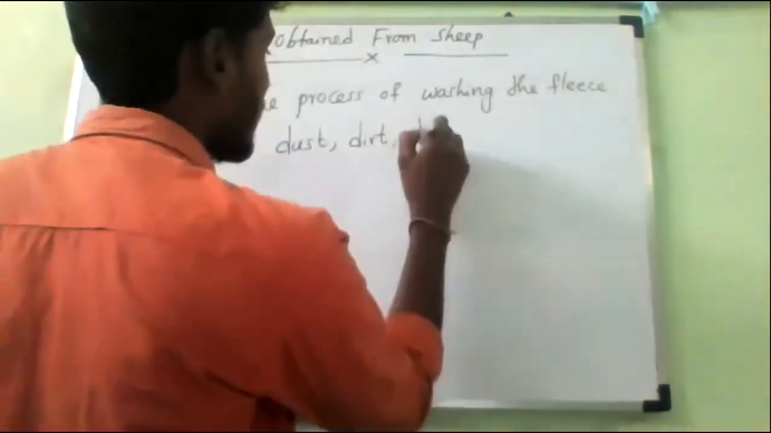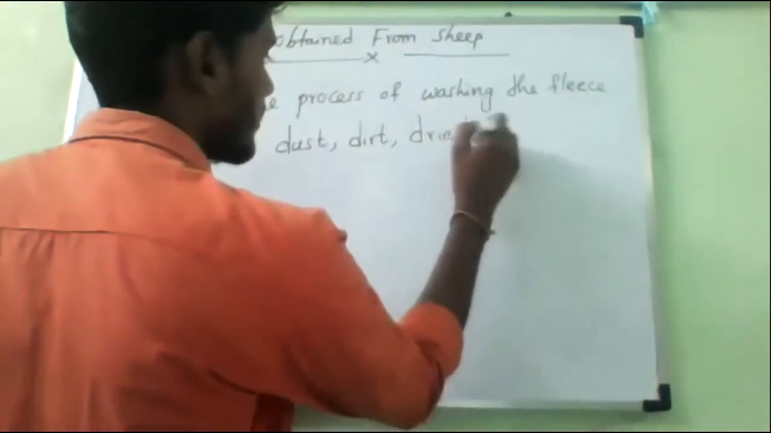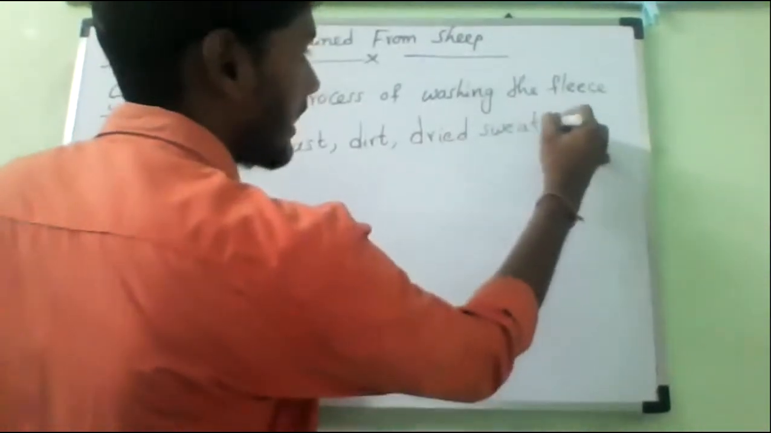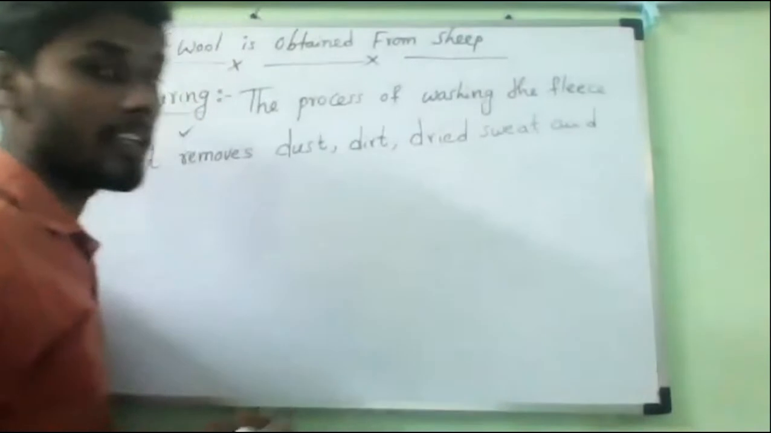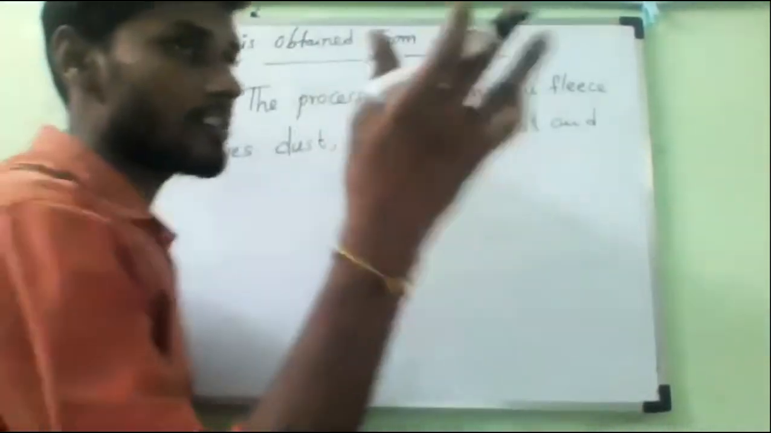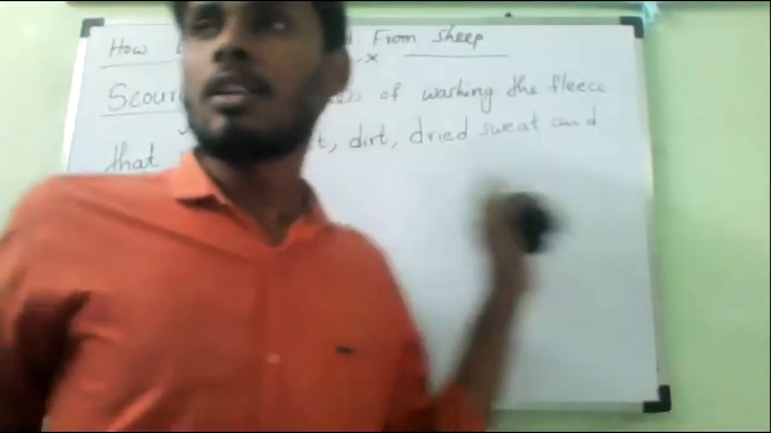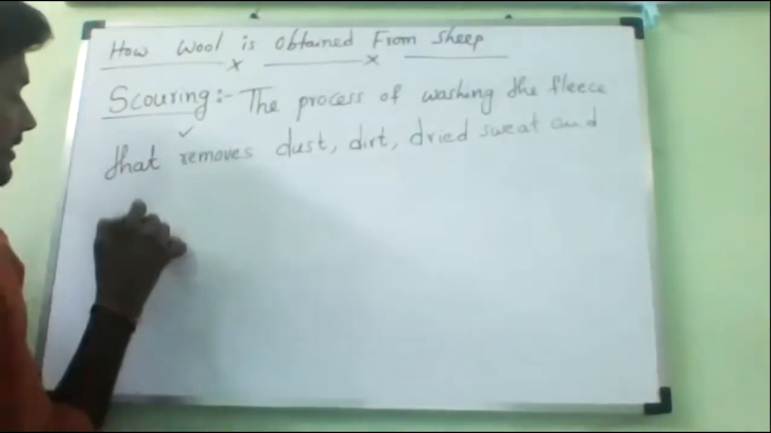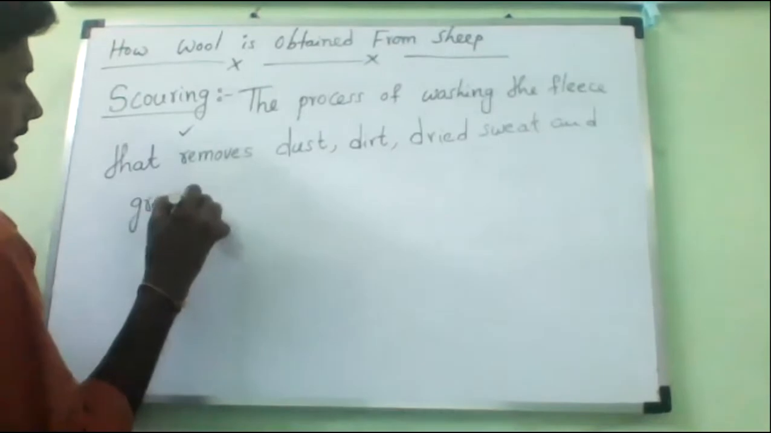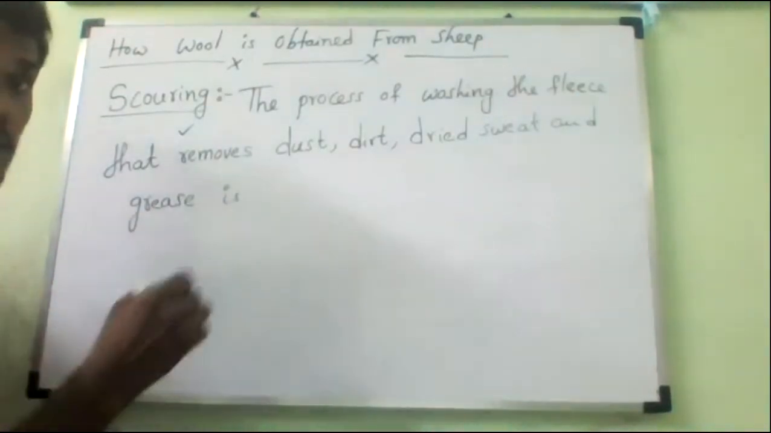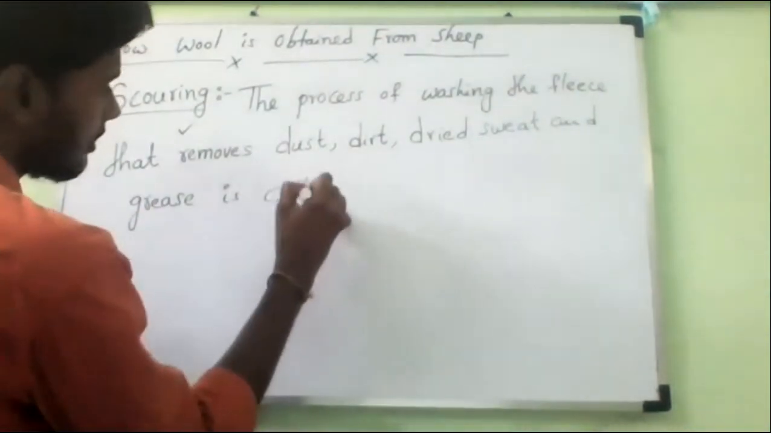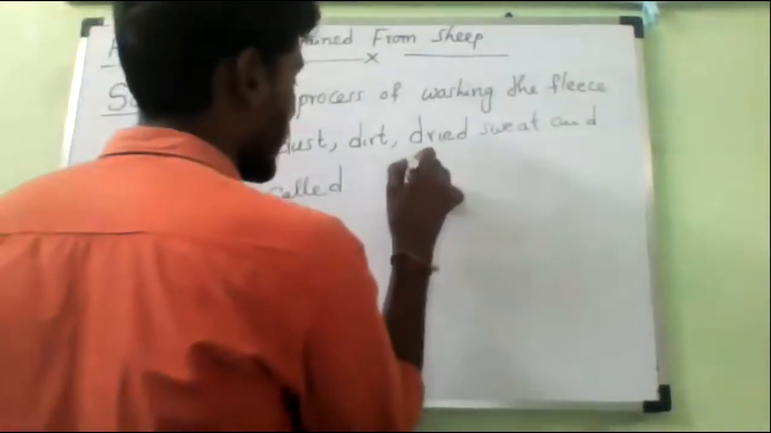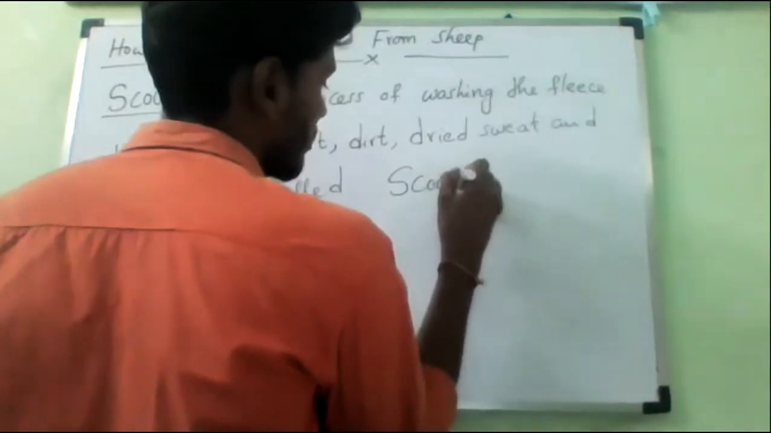Dirt, dried sweat, and some kind of greasy materials, since the sheep are growing in sheds and many places have grease and all. Black substances are called grease. Removing it is called scouring.